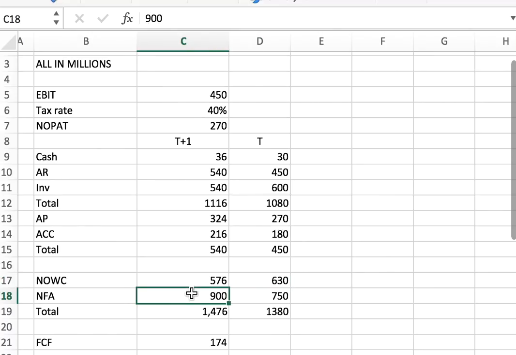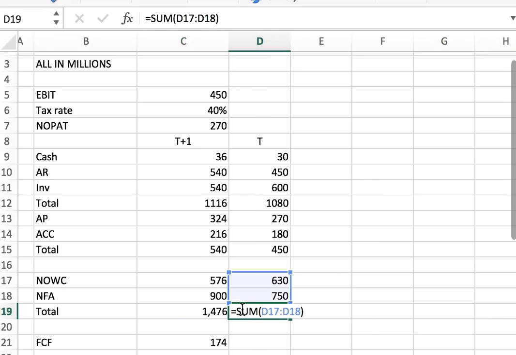We have net fixed assets, which we just copied in. As you can see, this is just a number. There's no formula here. Copied in from the balance sheet. We have 900 this year, 750 last year. And of course, the total is the net working capital for this year plus the net fixed assets for this year. And then the other total would obviously be for the previous year.